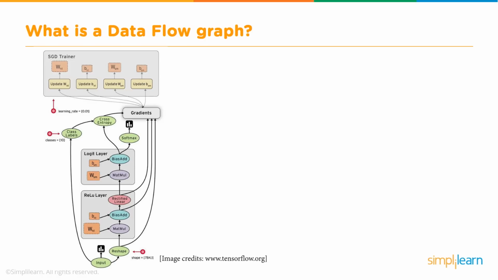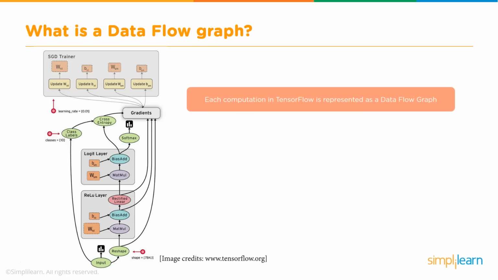But to start with, we need to keep in mind that we have to first prepare a graph, and when you're preparing the graph, none of the code is actually getting executed. You write the code to prepare the graph, and then you execute that graph. So that's the way, by creating a session, that TensorFlow program works. And each of these computations is represented as what is known as a data flow graph.